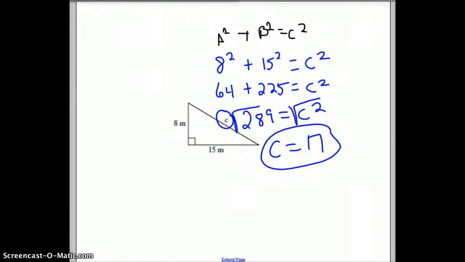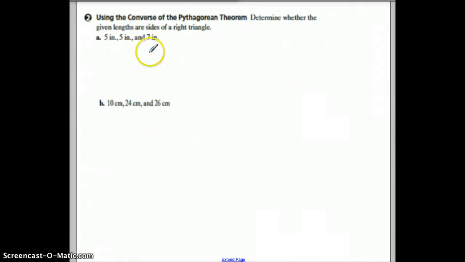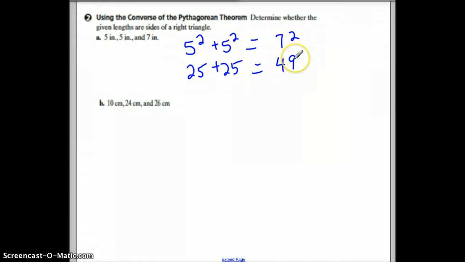Moving on to the second example here. Now we're going to use the Pythagorean theorem to determine if we have a right triangle. So I'm going to put a 5 in for both a and b, and the 7 in for c. Going to square the 5, and square the second 5, and that should equal 49. Well, 25 plus 25 equals 50, not 49, right? So then, no, this is not a right triangle, because 50 does not equal 49, okay?